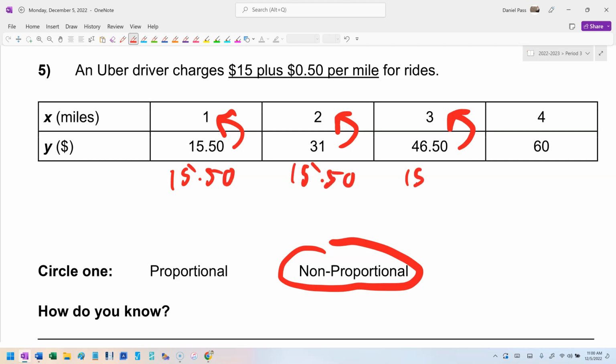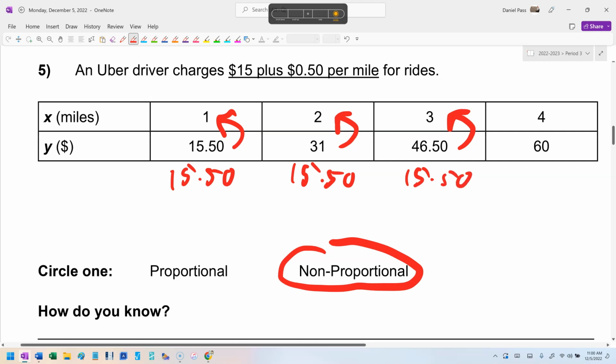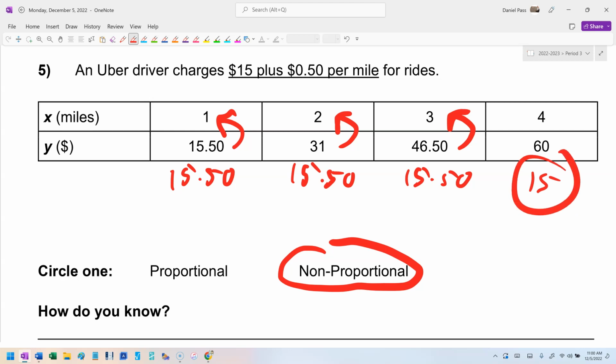Except the last one is not. It doesn't match. It is exactly $15. Get it, everybody? Got it. So it is not matching. All right? Okay. So not proportional.